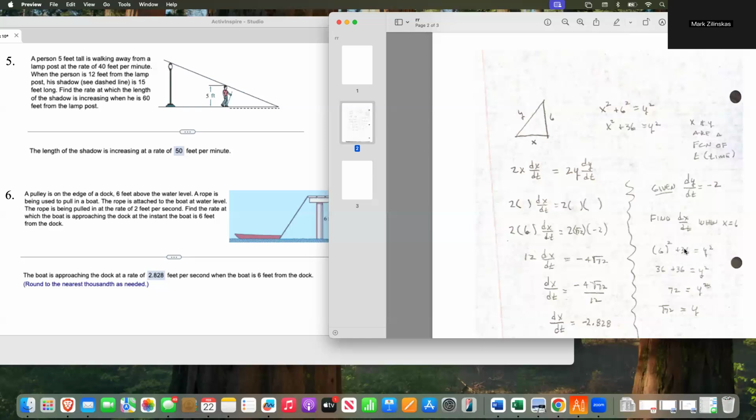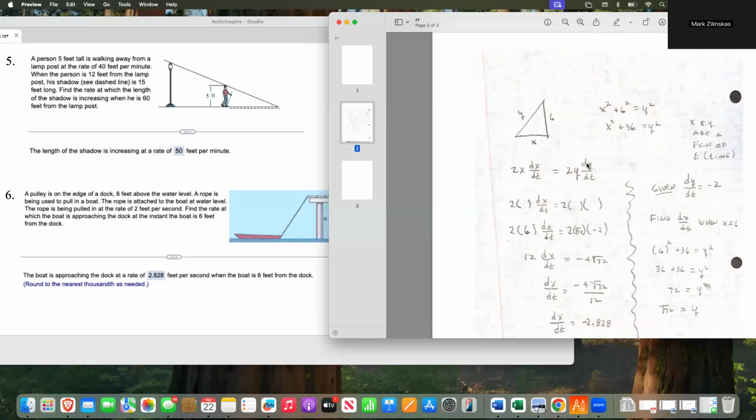So again, use scroll and pause as necessary. The 6 goes in for x. I simplify here and get 36 plus 36, or 72. So y is the square root of 72. So that is what I pop in for y.